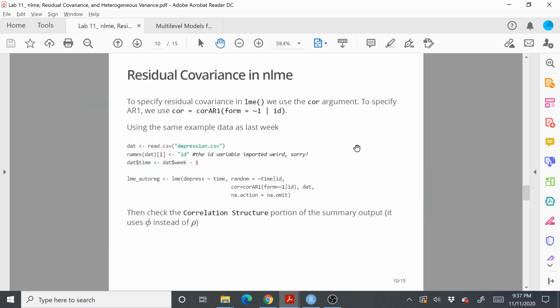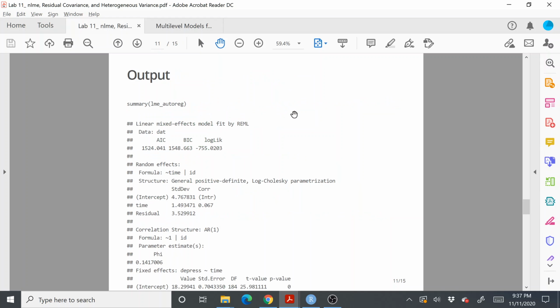So I just wanted to quickly dive a little bit closer into this idea of residual covariance and heterogeneous residuals. So first, I'm going to open up the PDF version of these slides where I fit this model with residual covariance. So you see here I call corAR1, and that outputs this.